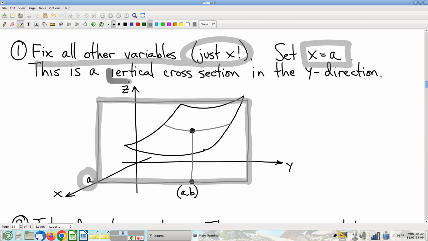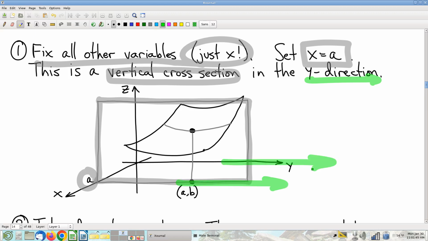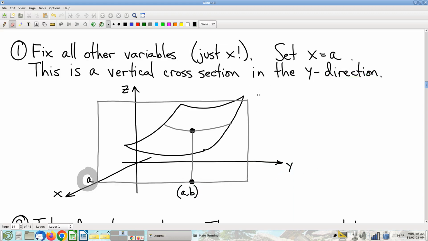Setting x equal to a constant is a vertical cross-section that points kind of in the y direction, if you will. So it points in the y direction because x is what we're setting equal to a constant. What do you think? Everybody see it? Okay, so vertical cross-section is part of our answer.